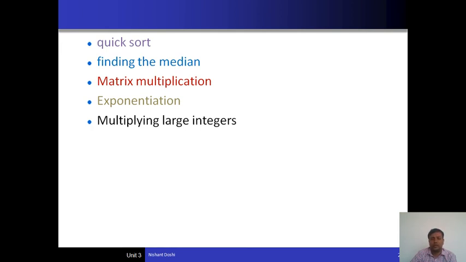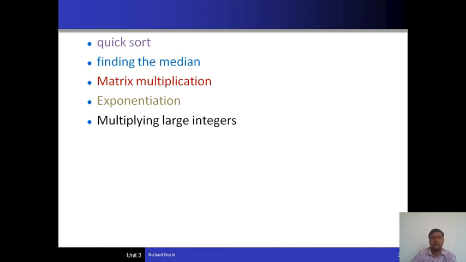So that's why they use the median of medians algorithm: they divide the array into groups of 5 elements, find their medians, then again the median of those, the median of medians, and continue this way to find the median element of the given array. Now the third problem, that is matrix multiplication.